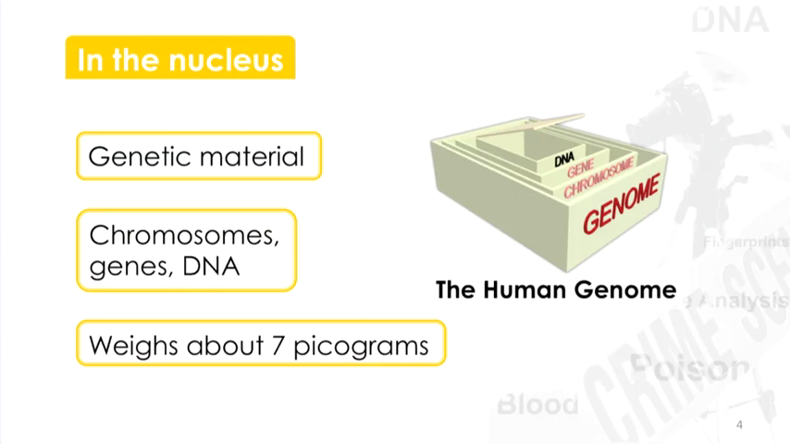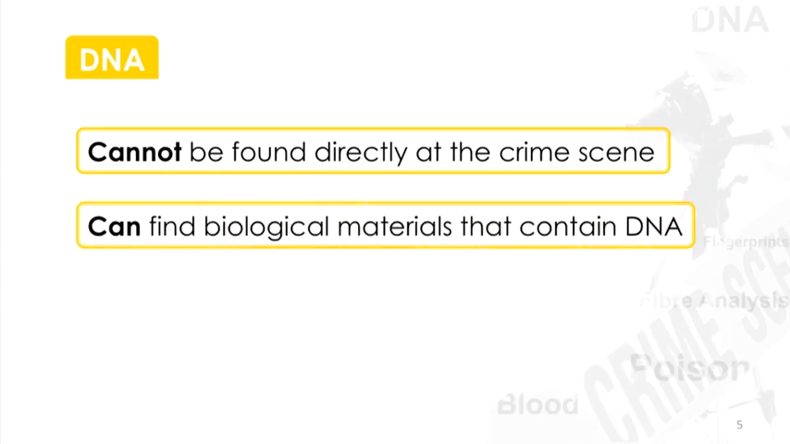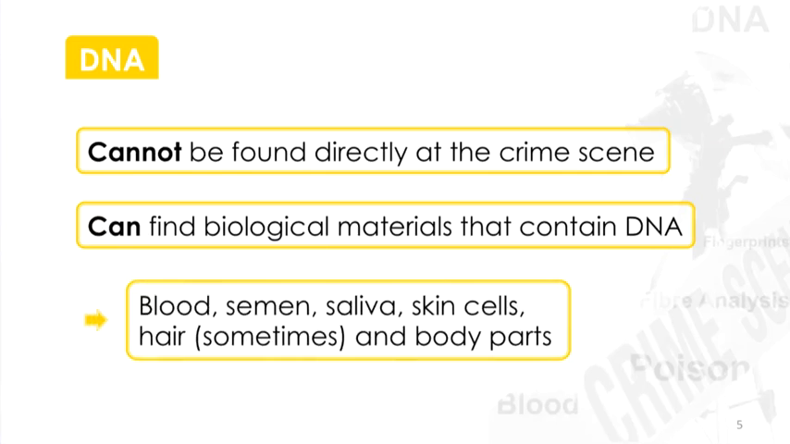While we're thinking about where the DNA is in the cell, there's an important thing that we must think about in terms of DNA at the crime scene. You never find DNA directly at the crime scene. You can't go around a crime scene with a very big magnifying glass picking up pieces of DNA. What is collected at the crime scene is biological material that contains DNA. The DNA can then be extracted from that material back in the laboratory. Examples of such materials would be blood, semen, saliva, skin cells, hair, though that's often not very good, and of course, body parts.